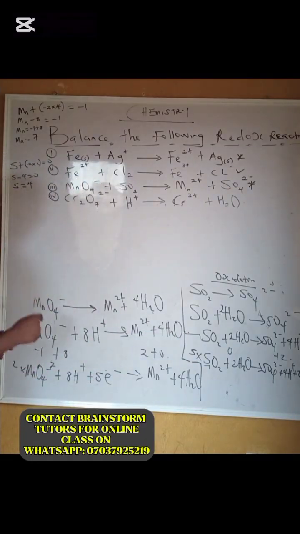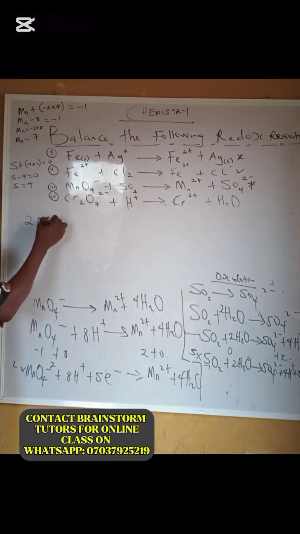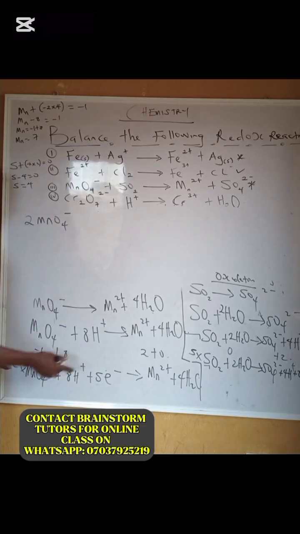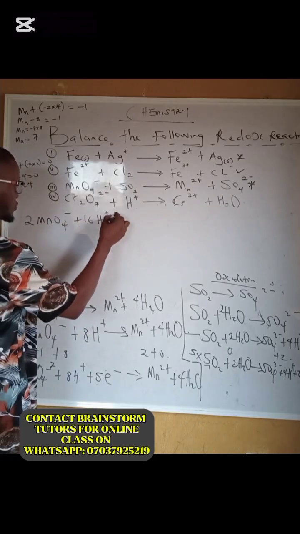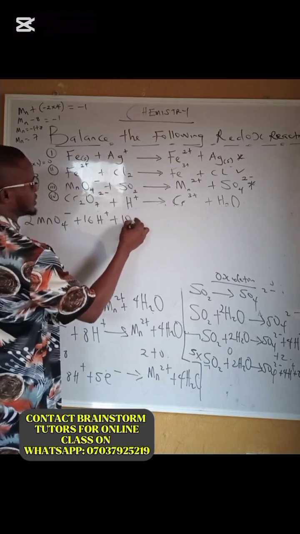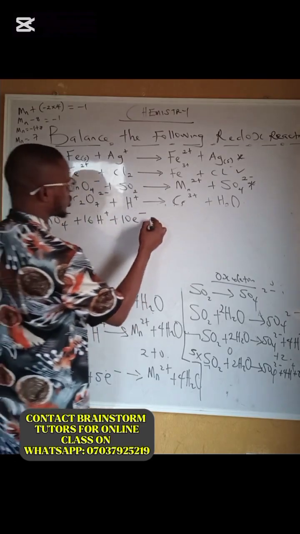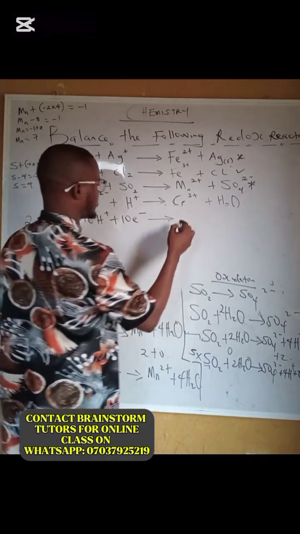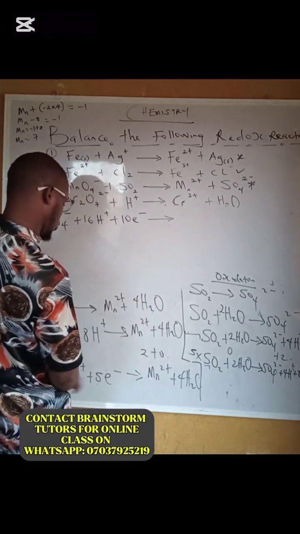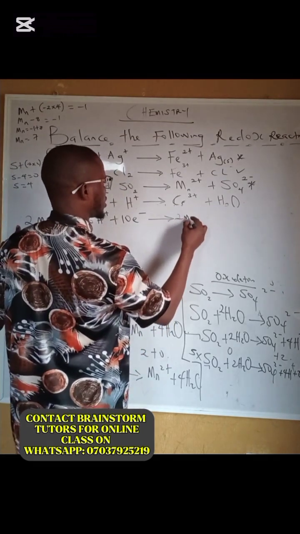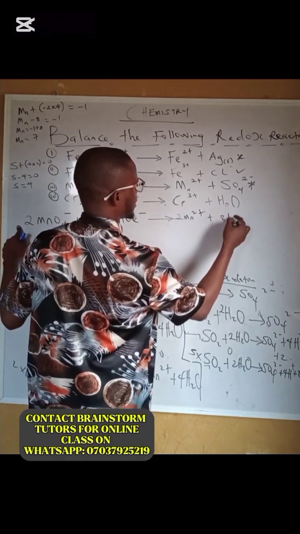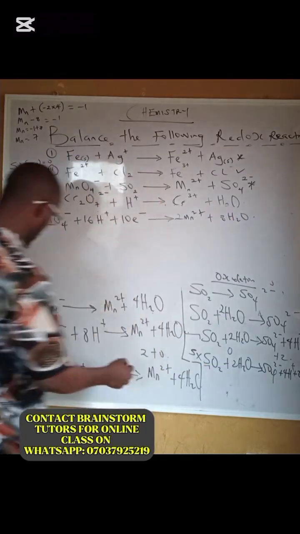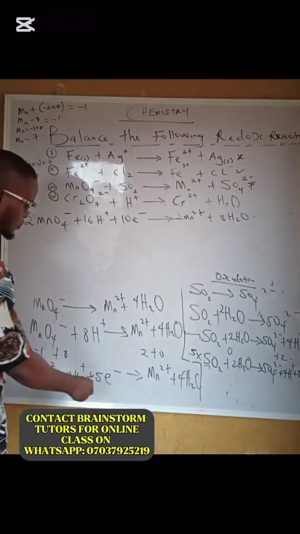So the next thing we now have to look at, this is going to give us 2MnO4 minus. I multiply 2 by this, that's plus 16H plus, then plus 10e minus. So the same thing also goes to the other side. I'm going to have 2 times this, 2Mn2 plus, then plus 8H2O.